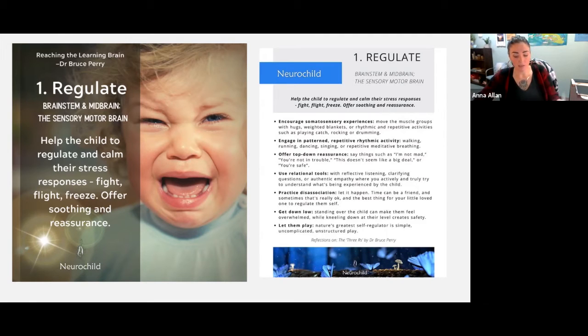The important point to know on this, and particularly in this first of the 3 R's, this regulate piece, is if your child or your youth is acting out in a way that is triggering you, and you are not able to emotionally remain baseline, totally fair, right?